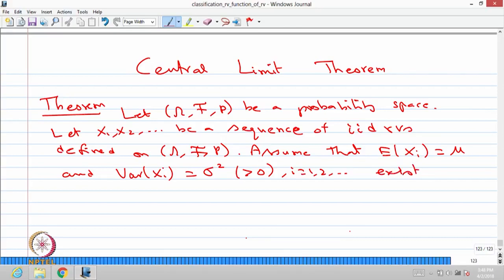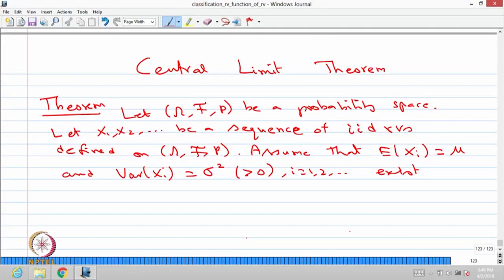That means we make sure that this sequence of random variables are IID as well as at least a second order moment exists, and the variance of each random variable is greater than 0. Since I made it an IID random variable, the sigma square is greater than 0 and also a finite quantity.